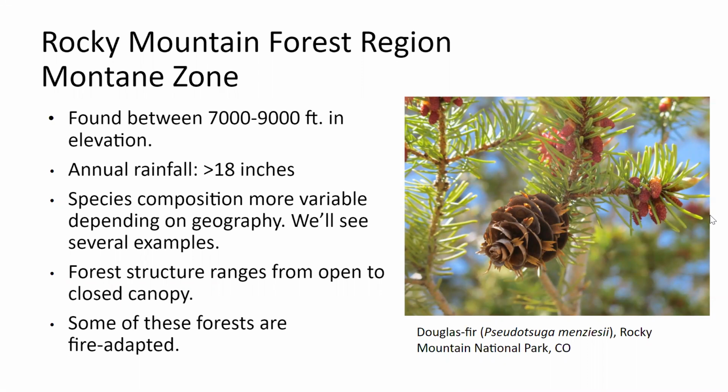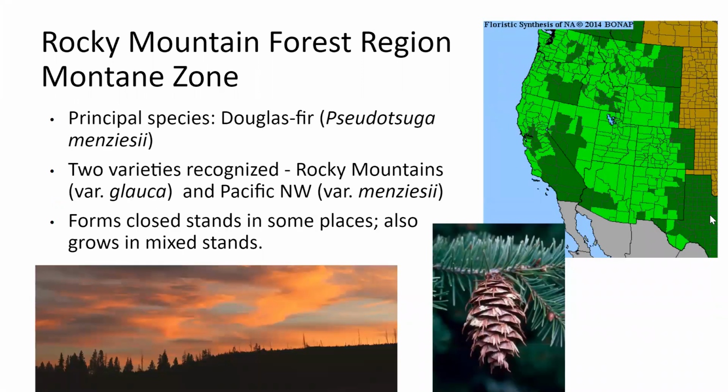They're cute. So the principal species is Douglas fir, Pseudotsuga menziesii, which you can see has a really extensive range throughout the West, also an incredibly valuable commercial species. There are 2 different varieties that are recognized. In the Rocky Mountains, we have Pseudotsuga menziesii var. glauca, and in the Pacific Northwest, we have Pseudotsuga menziesii var. menziesii. So that's up here. And so it forms closed stands in some places, but it also grows in stands that are mixed with other species.